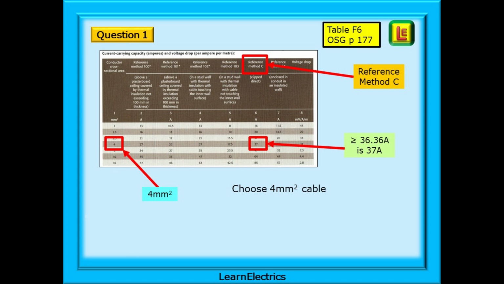If we now go to table F6 on page 177, we will find a cable selection table for twin and earth cable. We will start in the column heading reference method C, clipped direct. Follow the column down until we find a current equal to or greater than 36.36 amps. The table shows this as 37 amps. Now move to the left hand side and the cable size to be selected is shown as 4mm twin and earth. And that's it. That is the cable size to satisfy this formula.